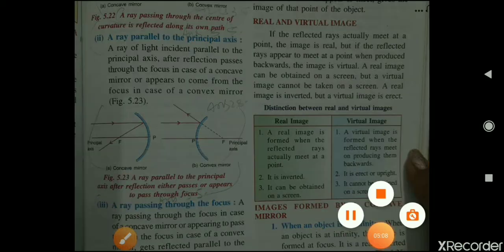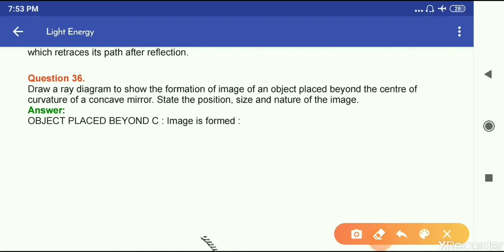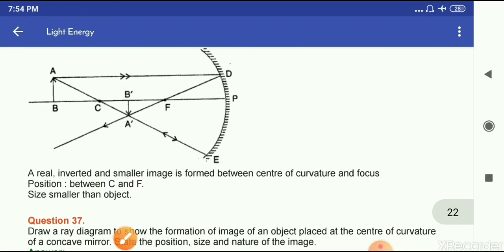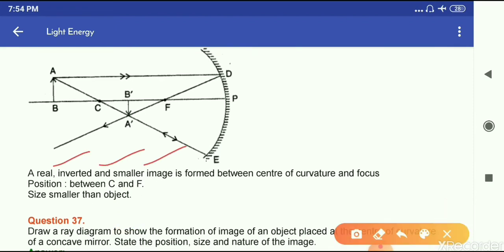Okay, now next question. Draw a ray diagram to show the formation of image of an object placed beyond the center of curvature of a concave mirror, and state the position, size and nature of the image. Means you have to draw the diagram to show the formation of image of an object placed beyond the center of curvature. So you have to draw this diagram, and the nature of image is real, inverted, smaller image formed between the center of curvature and focus, and position is between C and F, and size is smaller than the object.